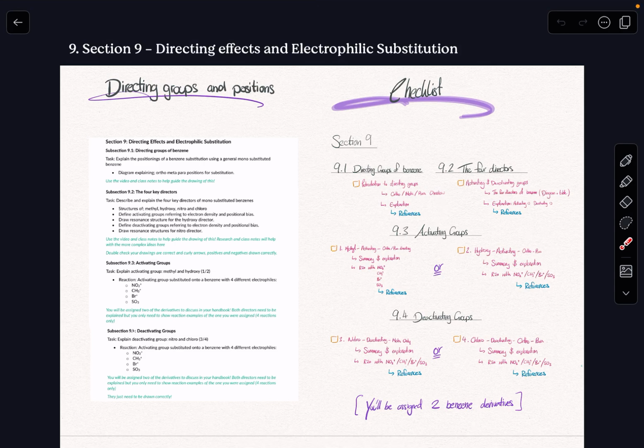Right, guys, so we finally made it to the distinction, which is section 9, part 9. And we're looking at directing effects of electrophilic substitution. This bit's tough, I'm not going to lie to you. Don't know why it's here, but we do have some really difficult concepts to go through.